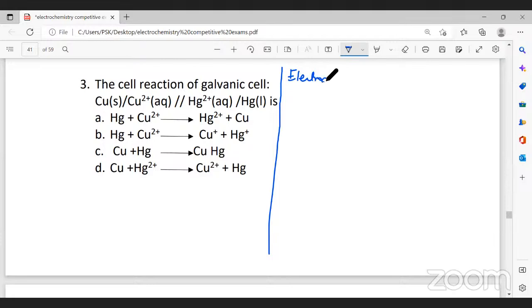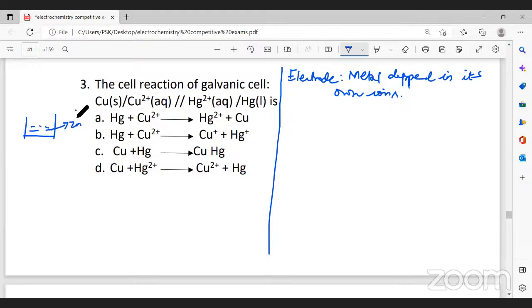An electrode is defined as a metal dipped in its own ions. For example, if you take zinc ions and a zinc rod is dipped in it, it is called a zinc electrode. Likewise, copper rod and copper ions, copper electrode. Gold rod and gold ions, gold electrode. Now, electrode potential we learned also.